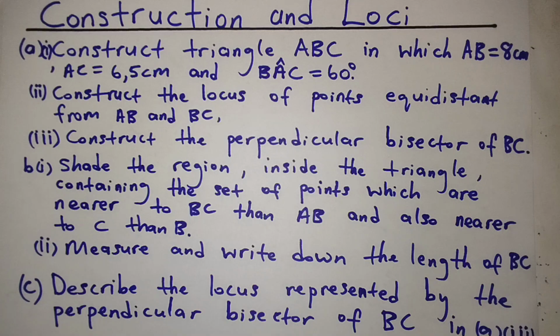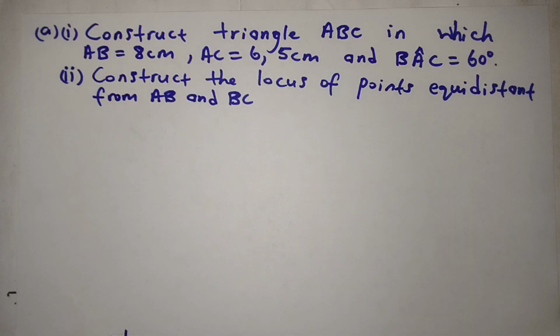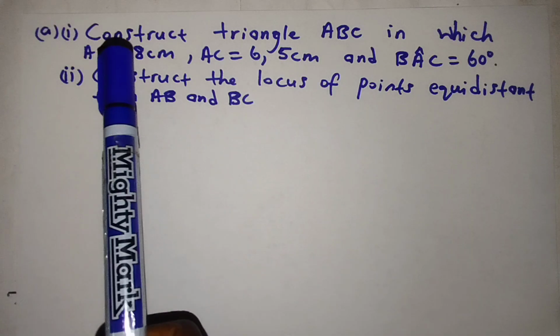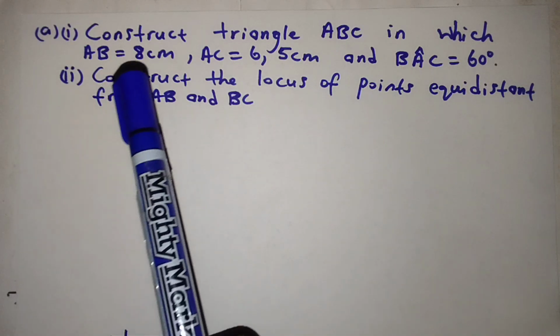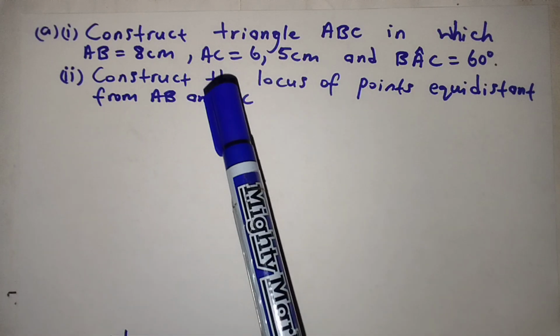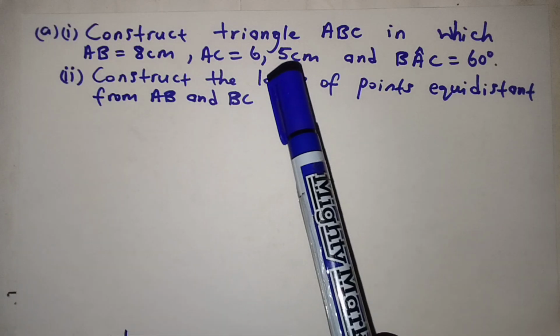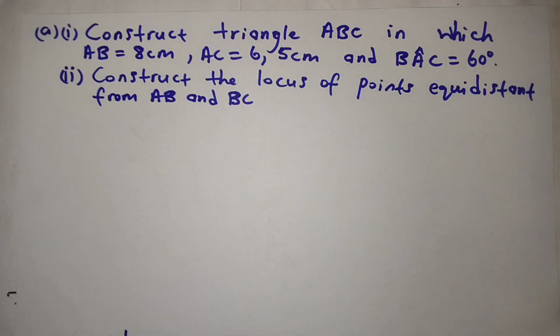Okay. So we are going to answer our questions one at a time, step by step, so that it can be easy for you to follow along. So at first, we want to construct triangle ABC in which AB equals 8 centimeters, AC equals 6.5 centimeters, and the angle BAC equals 60 degrees.